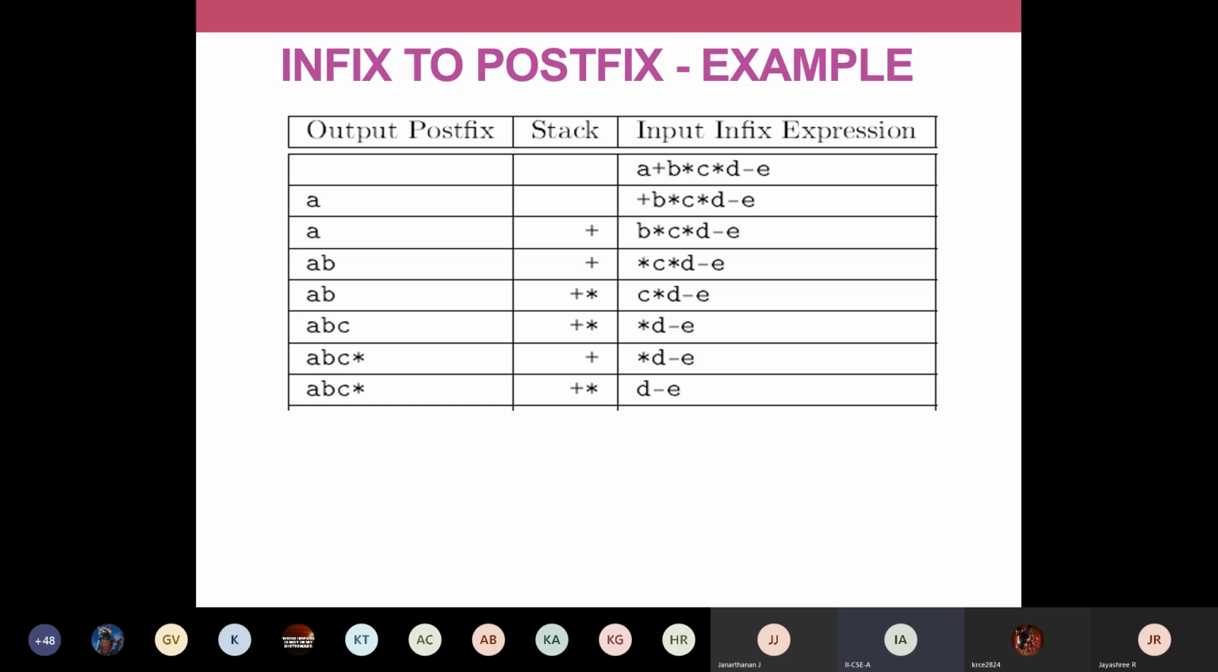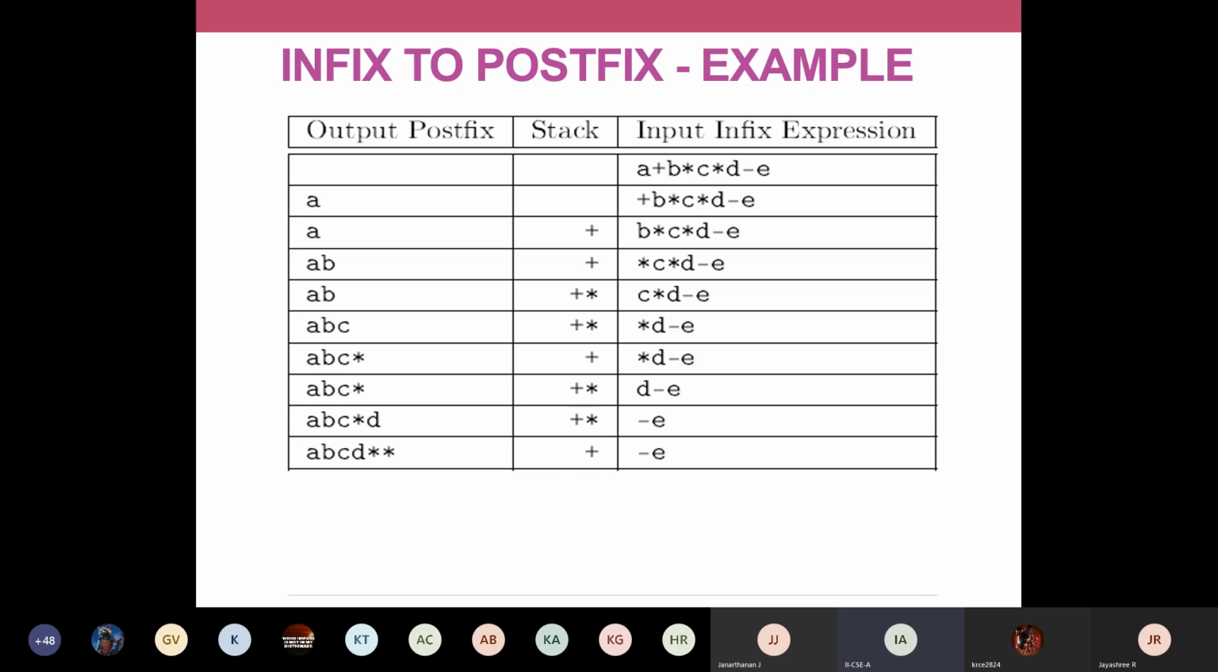Next come to this D. You have an operand D. Put that D into your output. I must not use the term push here; push and pop we use only for the stack. You write this D into your output expression. Then when you have a minus, you decide whether to push it into the stack or not. At this point your stack has a higher precedence operator, so we pop the stack content star and write it into your output.